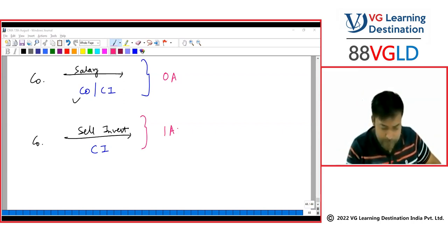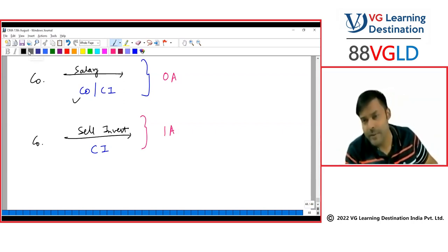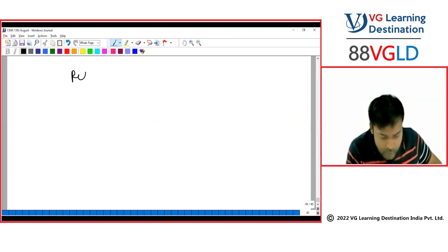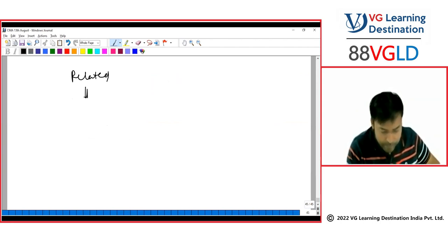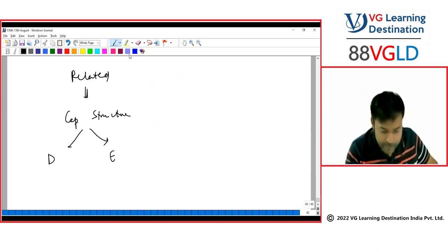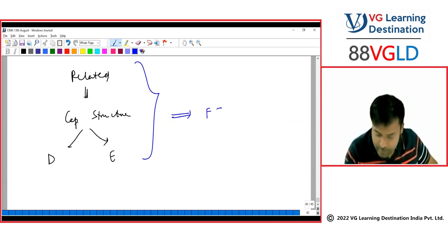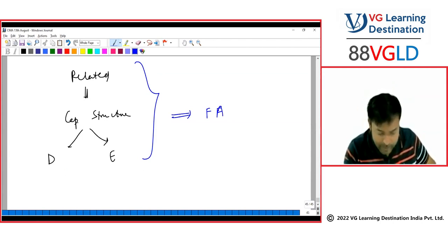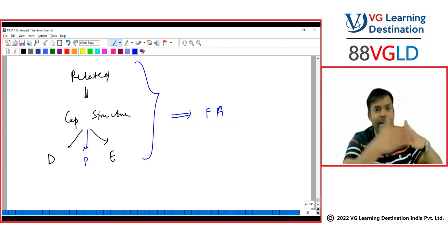Okay. Financing. What kind of stuff is coming under the financing? Anything which is related with your capital structure. That means debt, equity, anything which is related with that is going to come under FA, financing activities. It could be debt, it could be equity, it could be preferential capital, anyone.